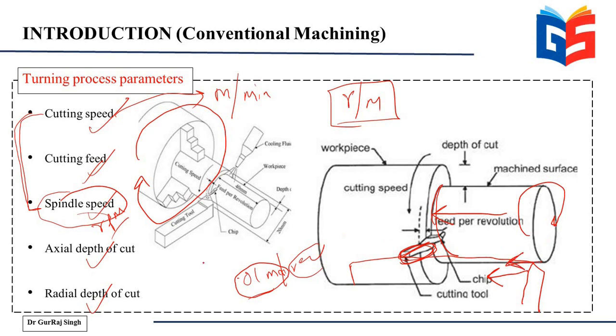And then depth of cut is basically this depth, how deep you want to go, how much diameter you want to reduce. That is called the depth of cut. So speed, feed and depth of cut, these are the three basic parameters that are used in the turning process.